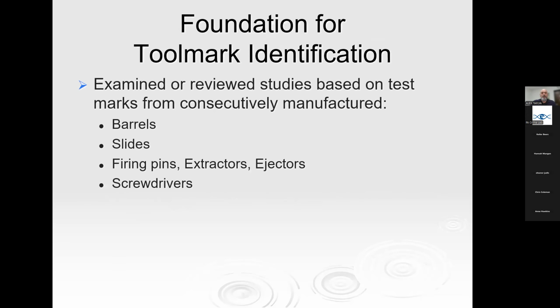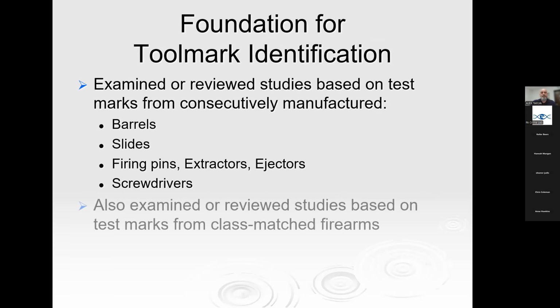So the foundation for tool mark identification is basically examining and reviewing studies based on test marks from consecutively manufactured tools. Studies have been done with barrels, slides, firing pins, extractors, ejectors, and screwdrivers. And in all of these cases, examiners were able to tell the difference of tools that were made right after one another. It also entails doing examinations and reviewing studies based on class-matched firearms.